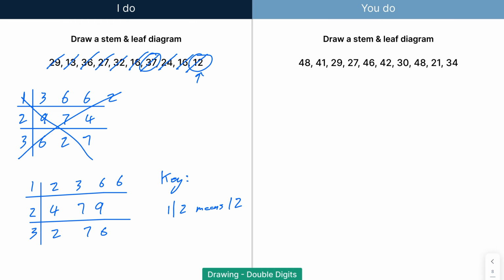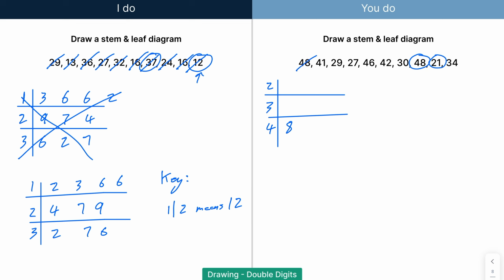So hopefully you've pressed pause, and I've got an example on the right here. So the first thing you would have done is found the smallest number. So the smallest number here is 21. The largest number here is 48. So that then tells me the stem will start at 2, and it will go up to 4. So we can have a 3 in the middle. And then I could just cross them off.